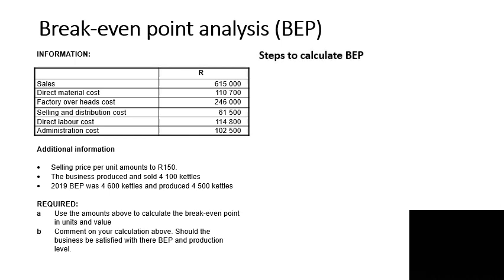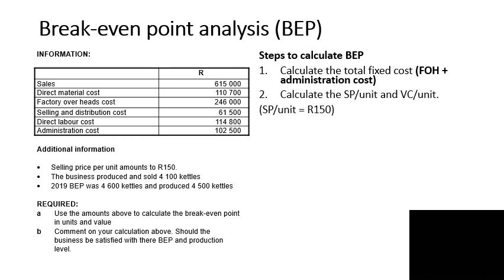Now there are 5 steps that we need to know when we are calculating break-even point. The first step, we need to calculate our total fixed cost. It can be given as a figure, or we have to calculate. Remember, we have said in general, factory overheads and administration costs are our fixed costs. So it was the case in this question.